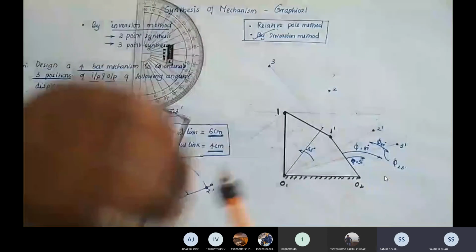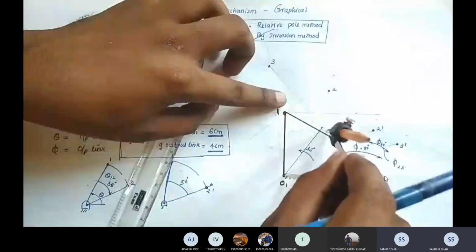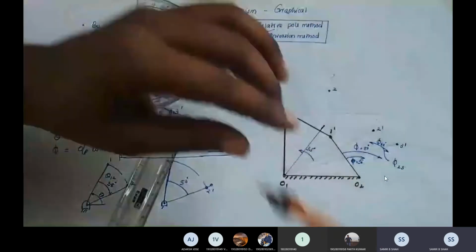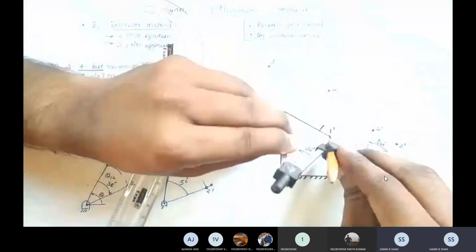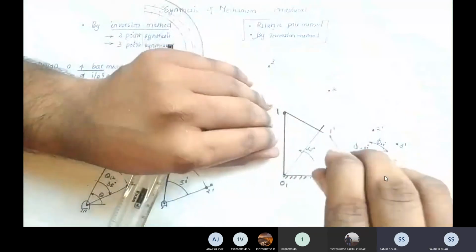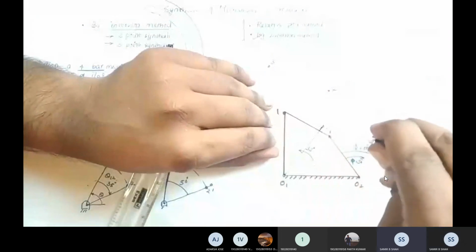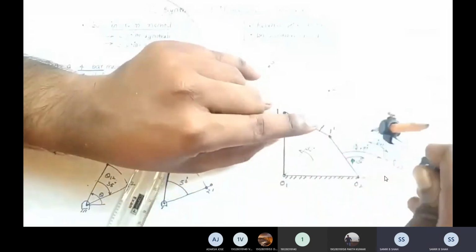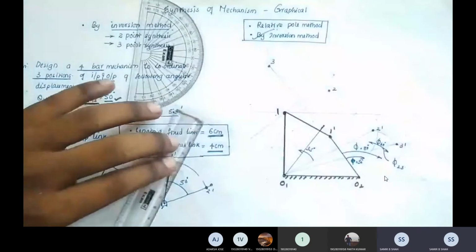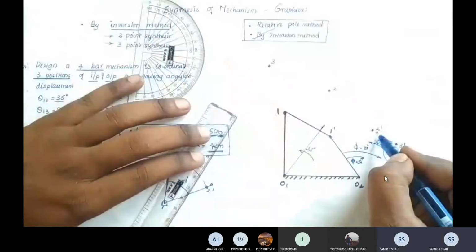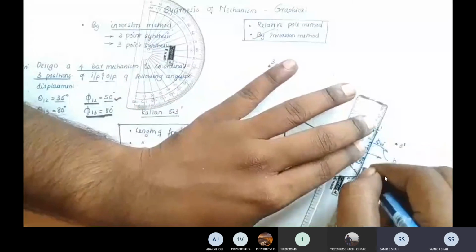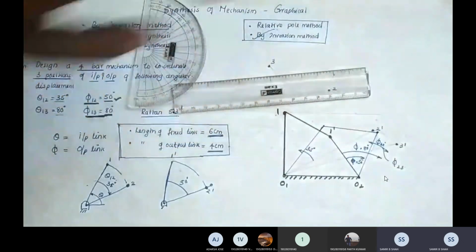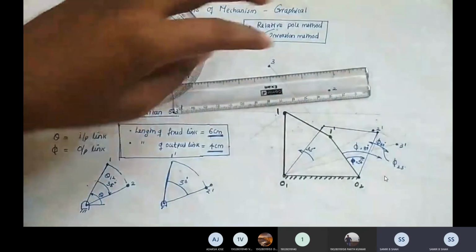And the length of the link O1 to 1 will come here. Now this 1-1 dash coupler link may come here. And the output link O2 to 1 dash will come here. You will see this is our point. Now I'm just going to measure it.